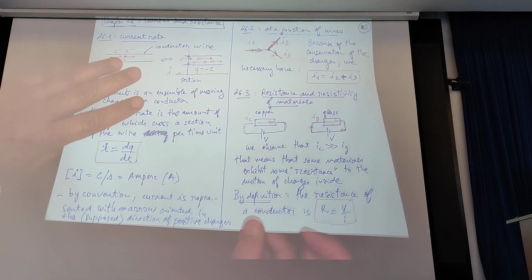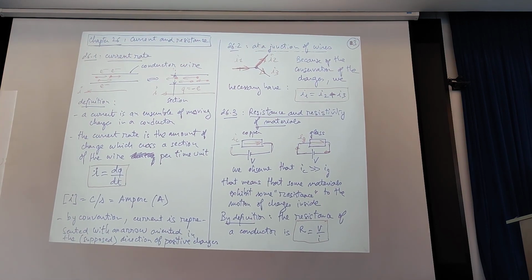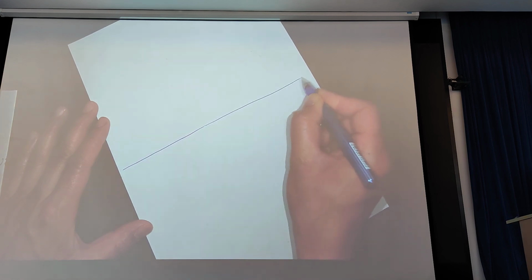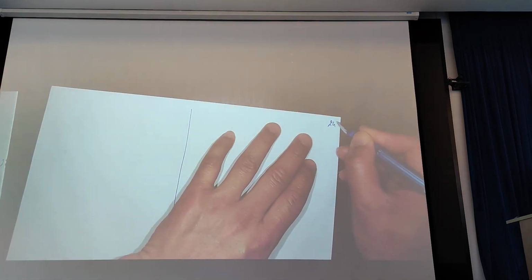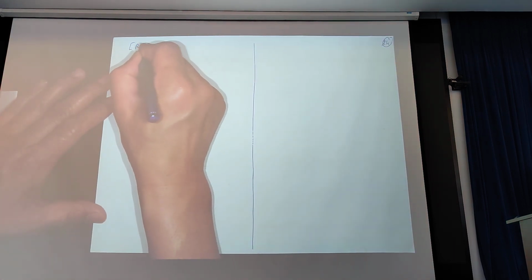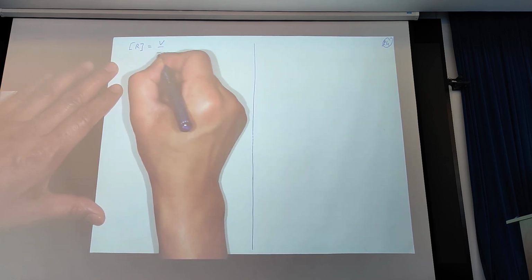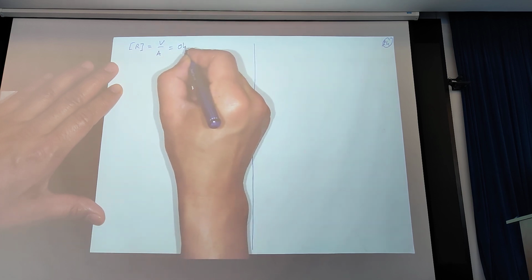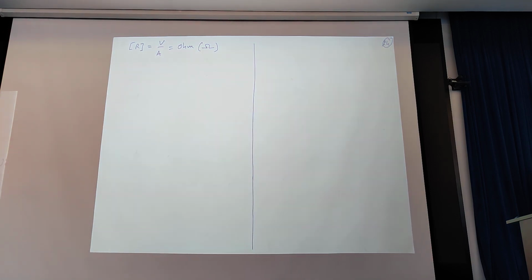Of course, the unit of R, you can see that it's volt over ampere, and this is the ohm, and we note it with an omega.